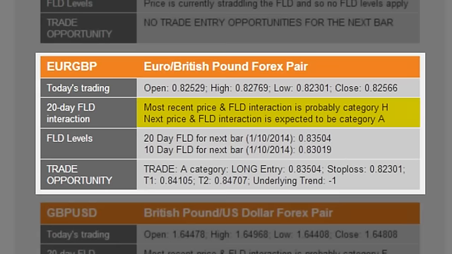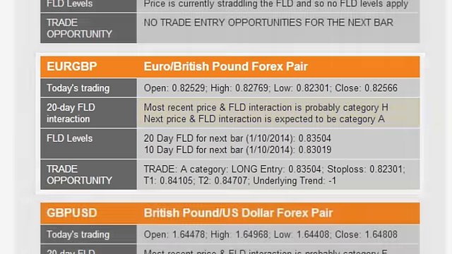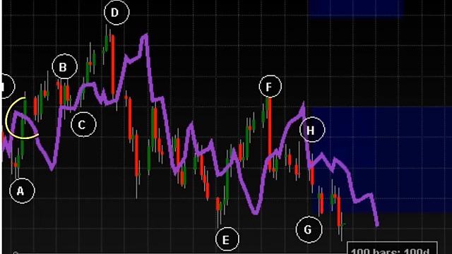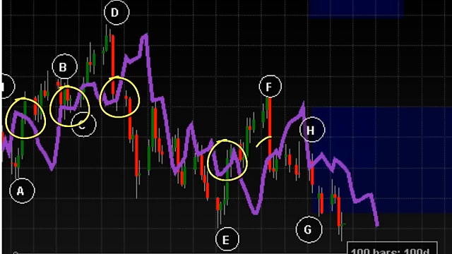All you need to know for now is that the FLD is a simple line which is drawn on a chart after a cyclic analysis has been performed on that chart. Price interacts in a very regular and understandable way with that line. There is in fact a sequence of 8 interactions that happens between price and that FLD line, and those interactions are very simply labeled A, B, C through to H.